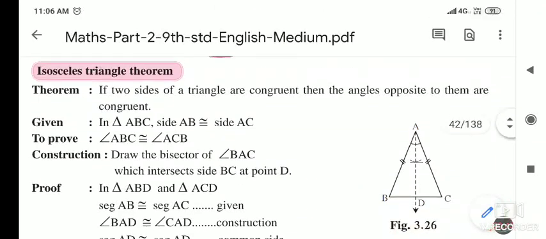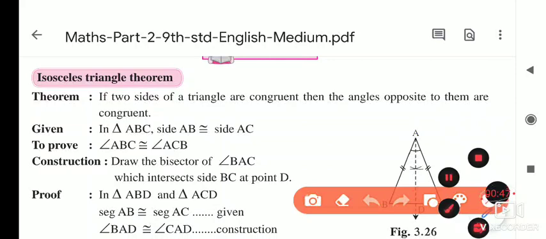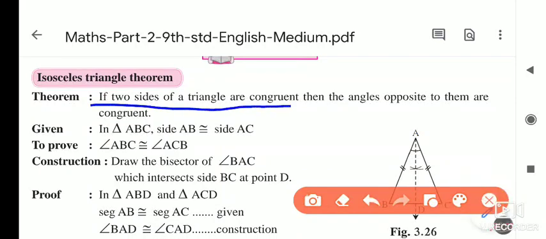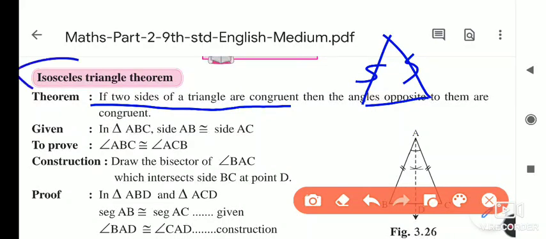So what is the statement of the theorem? The statement is: if two sides of a triangle are congruent. Okay, the meaning of it is that suppose this is our triangle, and if its two sides are congruent to each other, then this triangle is called an isosceles triangle. Okay, then what statement will we say? In an isosceles triangle, the angles opposite to them are congruent.